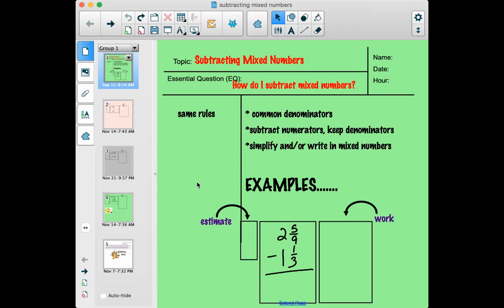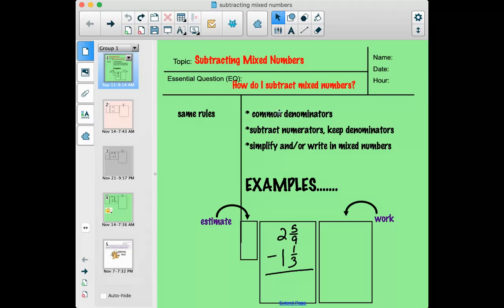Good morning, everybody. We're going to talk a little bit about subtracting mixed numbers today. So we've talked about adding them, then we talked about subtracting fractions. So we're going to be using the same rules as before. We're just dealing with some mixed numbers instead of just normal fractions.